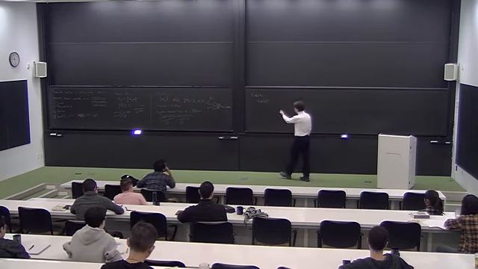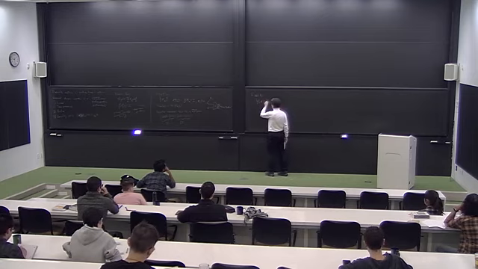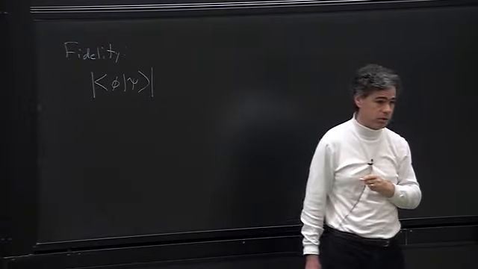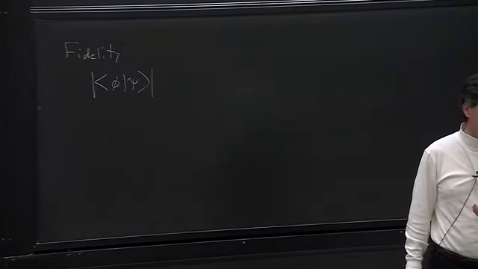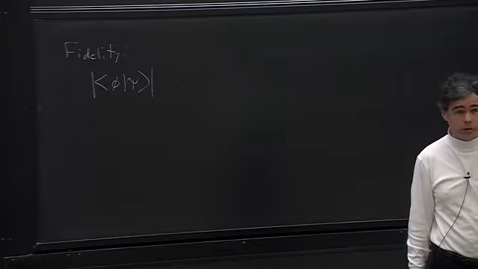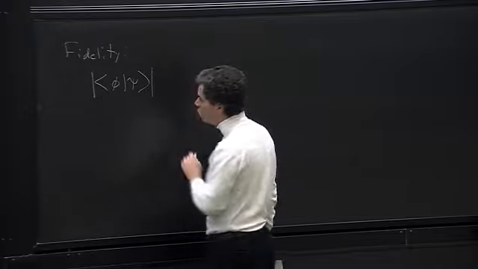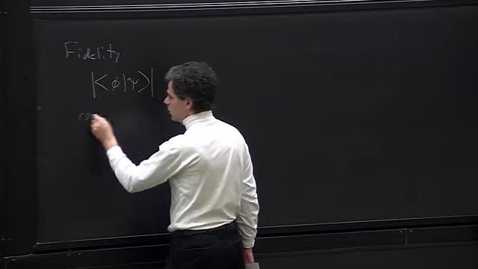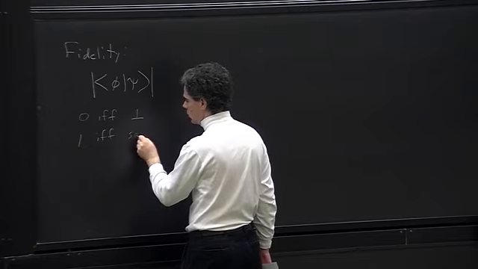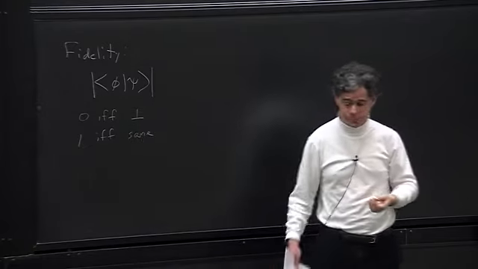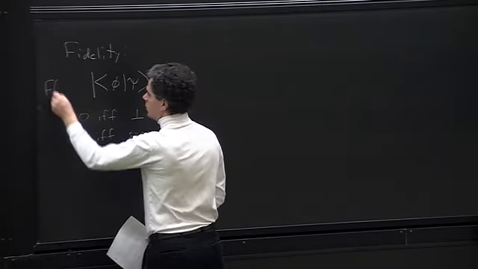Of course, this thing here is a complex number. So that's not actually a good thing to look at. What we really want to look at is the absolute value. And that's a real number between 0 and 1. It's 0 if and only if they're orthogonal, and it's 1 if and only if they're the same. And otherwise, it's somewhere in between. And there's a concrete operational meaning to this fidelity here.